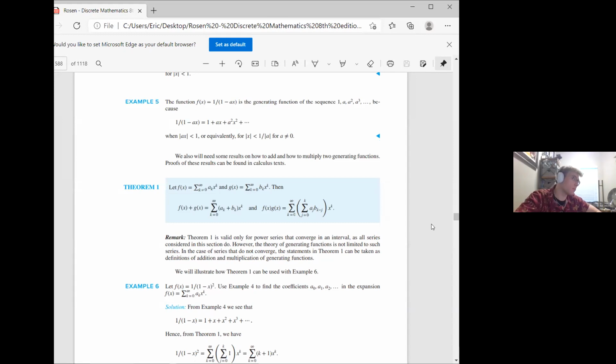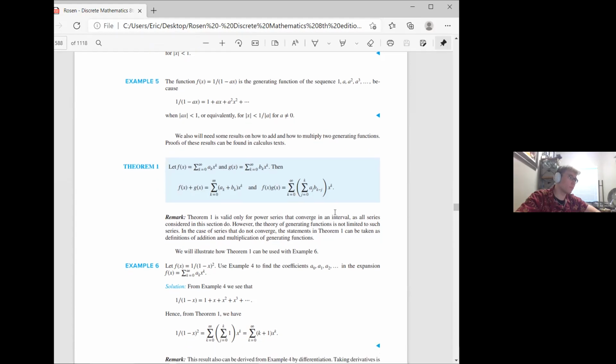And then your outer term is still just x to the k for your regular generating function, however you want to phrase that. So if you look at theorem 1 there, let f of x be the sum of a indexed at k times x to the k. That a indexed at k, instead of just being a coefficient, is now its own sequence of summations. Okay.